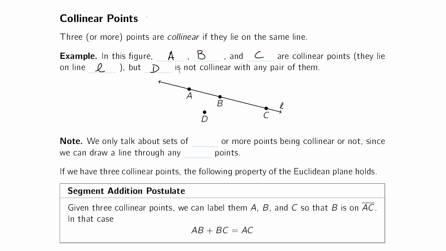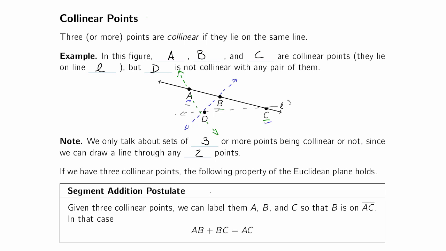So we could draw a line AD, but that wouldn't go through B or C. We could draw a line BD, but that wouldn't go through A or C. We could draw a line DC, but that wouldn't go through A or B. We only talk about sets of 3 or more points being collinear or not, since if we have any 2 points, we can just draw a line through them like we just did in the example.